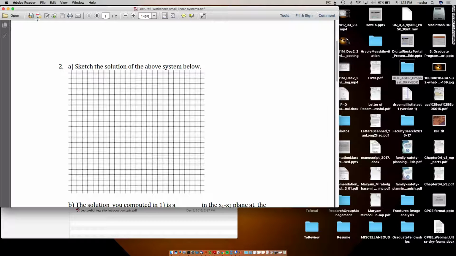So how do I represent this as a system? I want a matrix times a vector is equal to a vector, based on what you know about multiplying matrices. What is this matrix here? I'm calling it A.